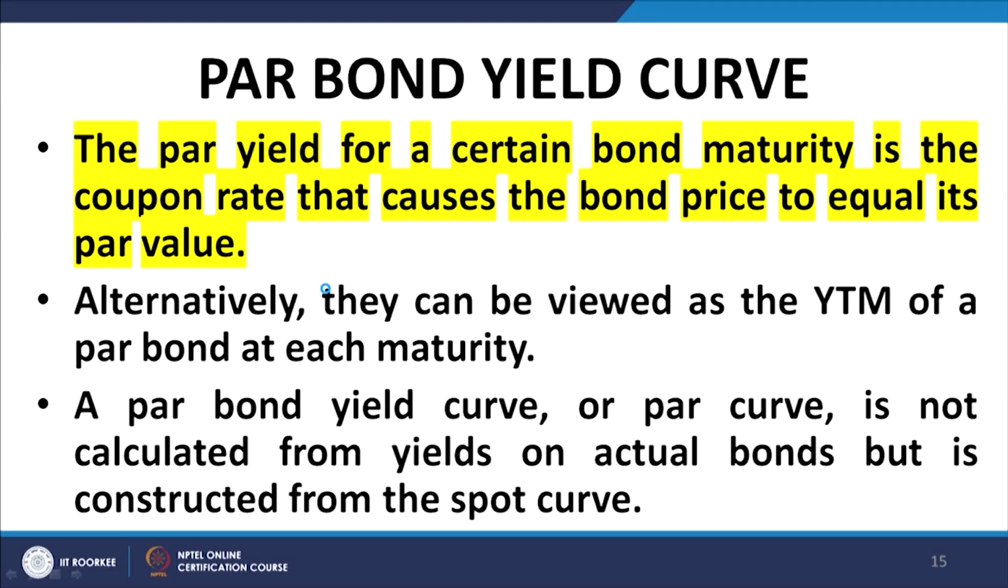Now, we come to another concept, which is the par bond yield curve. What is par yield? We need to understand what par yield is. Par yield is the coupon rate on a bond. Let us say we are given a bond of a given maturity, say 5 years. Then the par yield is that coupon rate at which the DCF value, or the intrinsic value of the bond, or the theoretical market price of the bond, would be equal to its par value.